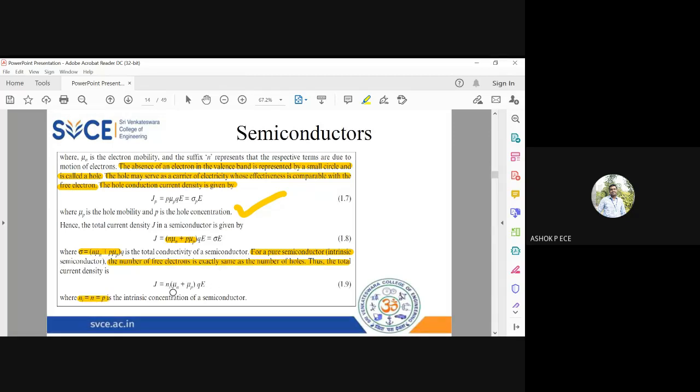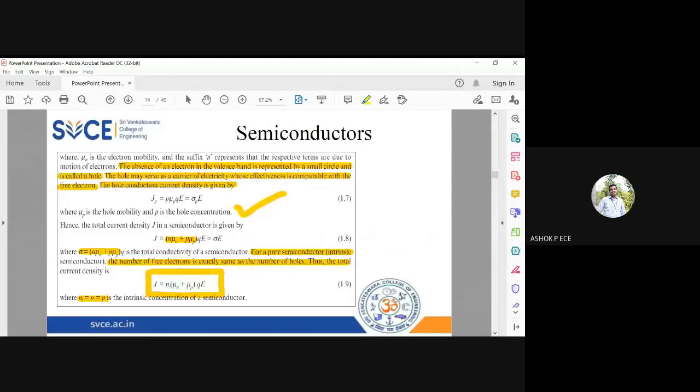This condition is only for a pure semiconductor. When the semiconductor is pure, without any impurities, the number of electrons will be equal to the number of holes. So n will be equal to p. I am using a common variable ni. ni indicates the intrinsic carrier density. Intrinsic means pure. Remember, intrinsic means pure. So if you replace n equal to p, I can take it outside. So my final expression becomes J is equal to ni into (mu n plus mu p) into qE. So this is the current density for a semiconductor.